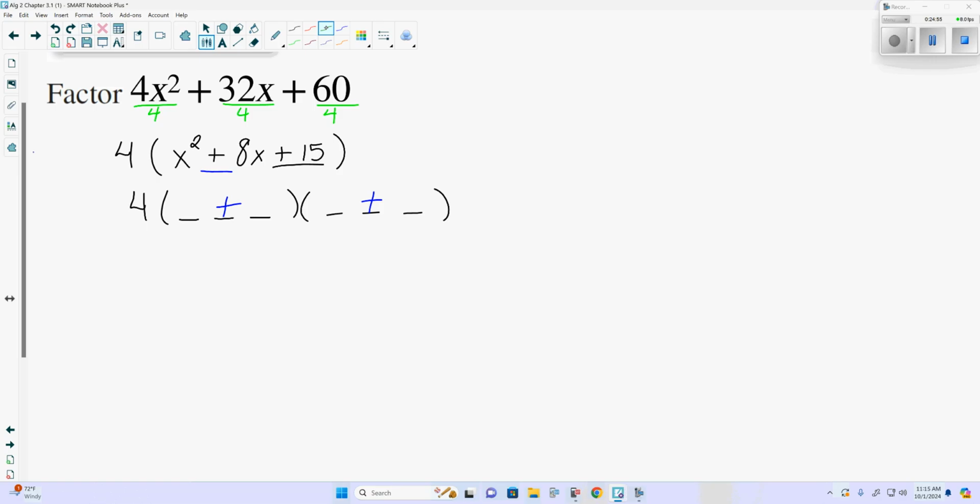Step number 4, find the factors of the first and third terms. So our first term is x squared. The factors of x squared are x times x. So factors of 15: we have 1 and 15. Is 2 a factor? No, 2 is not a factor of 15, but 3 and 5 are. So here I'm just listing all the factors out.